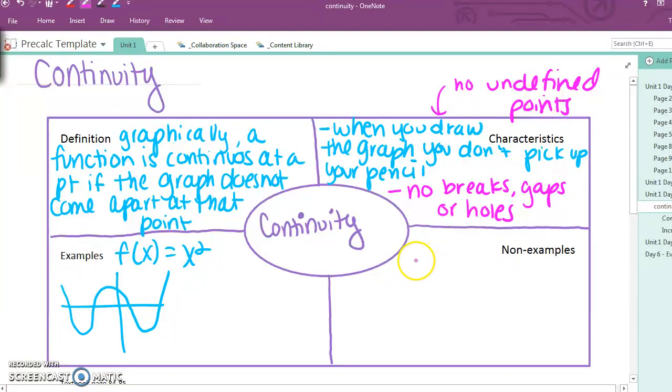So a non-example would be the tan of x, y equals tan of x, because we do have breaks. There are undefined points here, and I can't draw this graph without picking up my pencil.